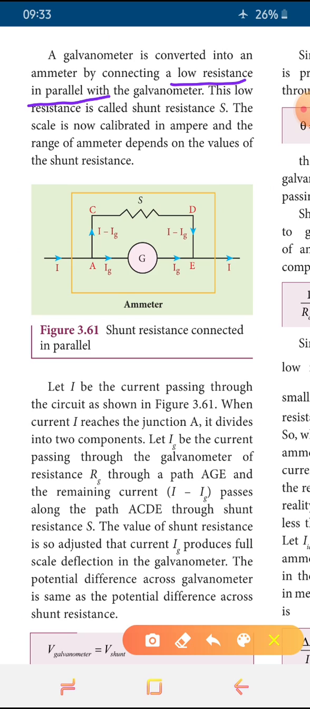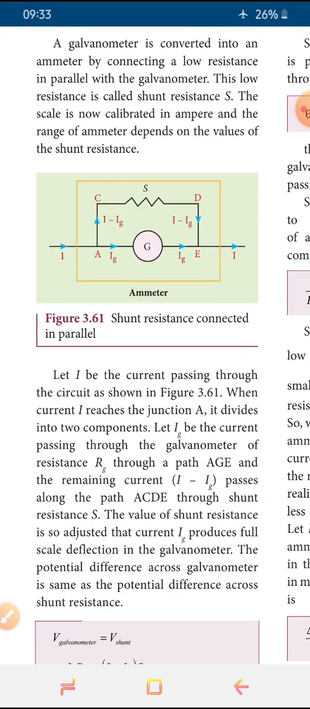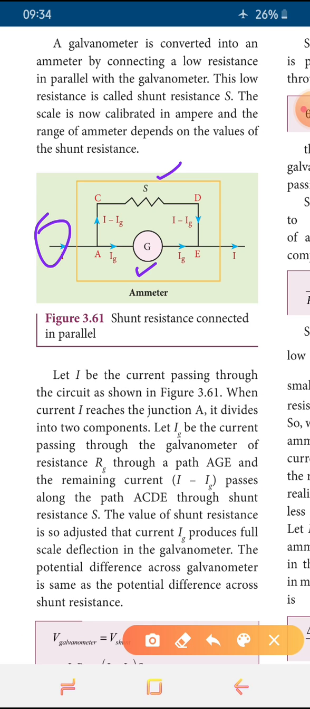Low resistance in parallel with the galvanometer is converted into what? Ammeter. Good. Now about the diagram, here we are using two resistances. One is S, the shunt resistance, and the next one is G, the galvanometer. The galvanometer also acts as a resistance and offers some resistance here. The galvanometer and shunt resistance are both parallel to each other, and we are passing the current I to the circuit.